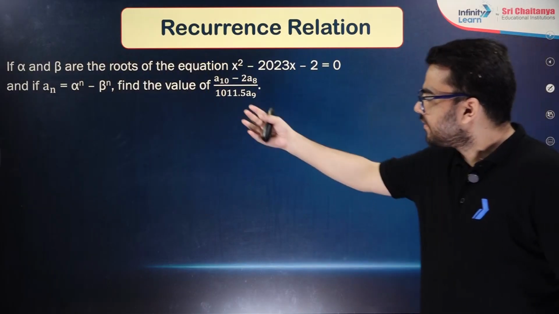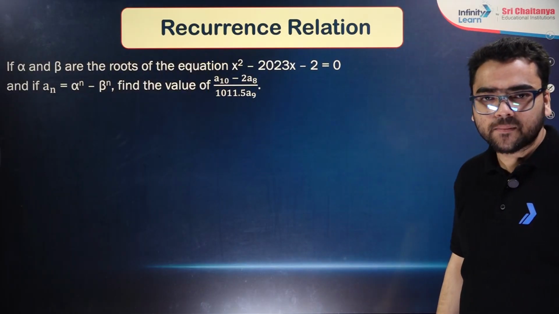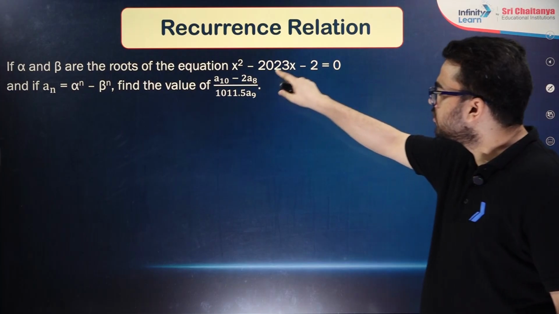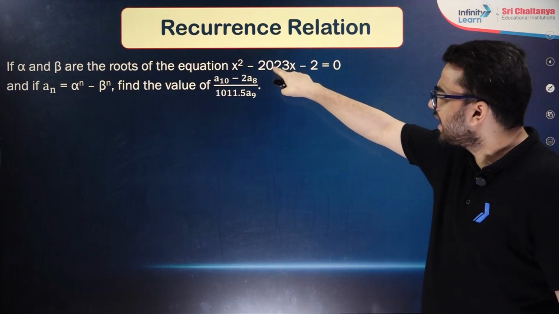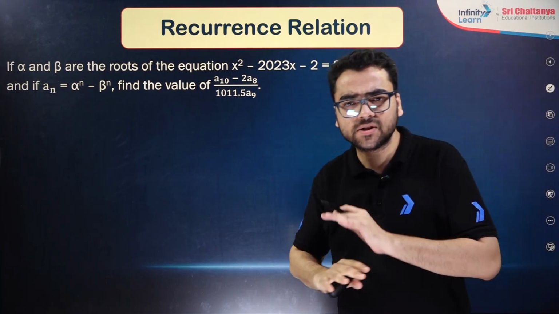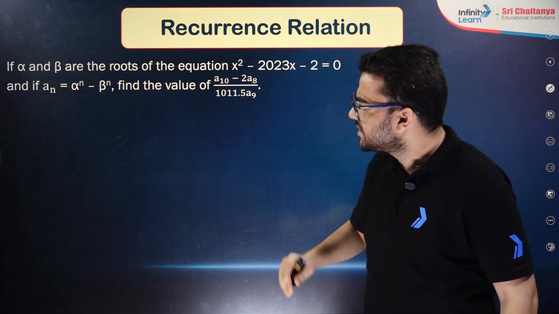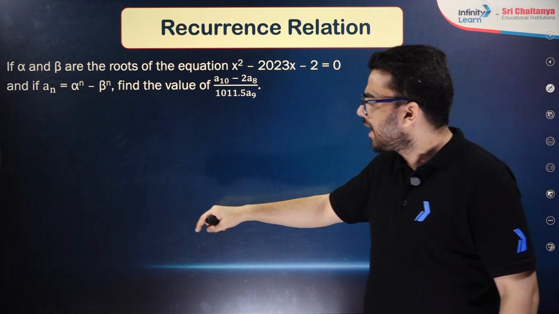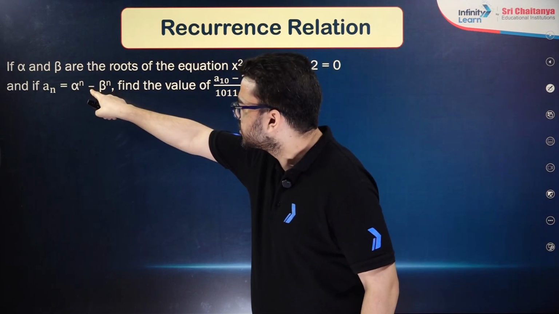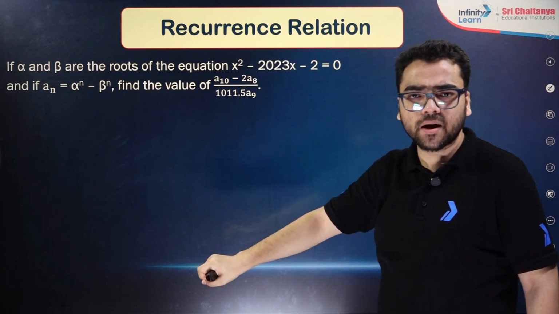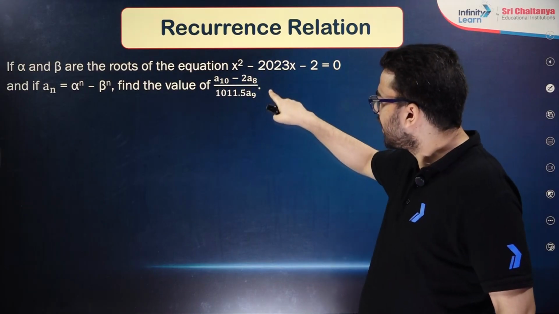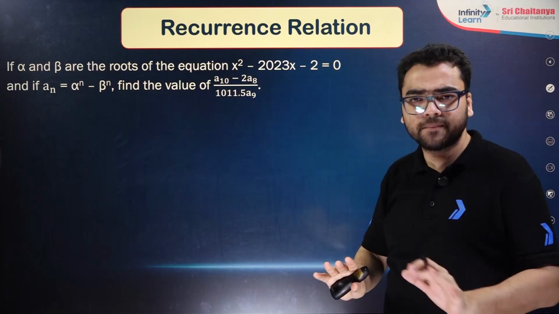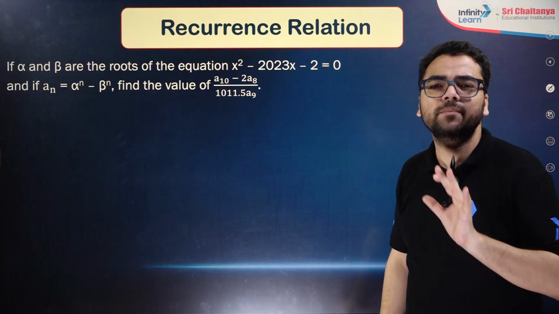So you see, let's see one more question on the basis of this. If alpha and beta are the roots of this quadratic equation, again, these values are just given to scare you. That's it. It's exactly the same type as the previous one. And if an is given as alpha raised to the power n minus beta raised to the power n, and you have to find the value of this expression. That's it. So it's exactly like the previous question.